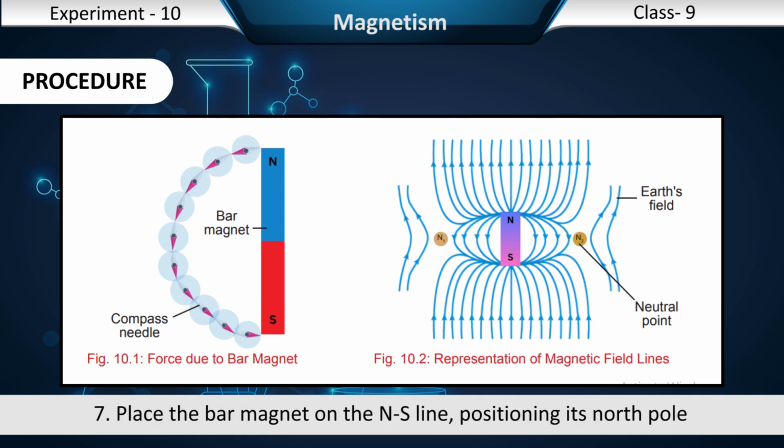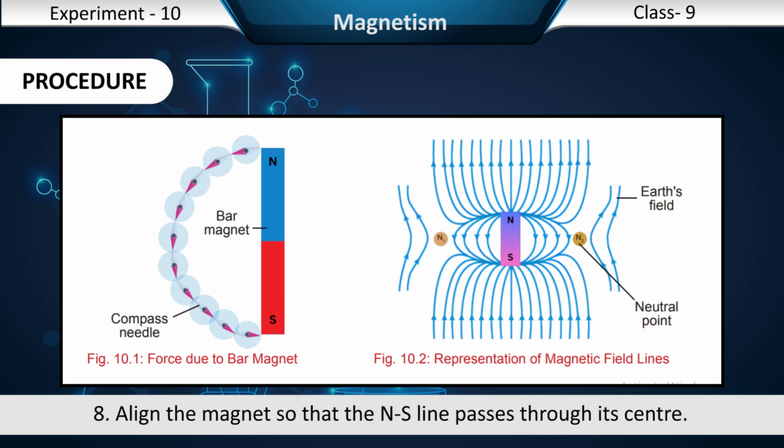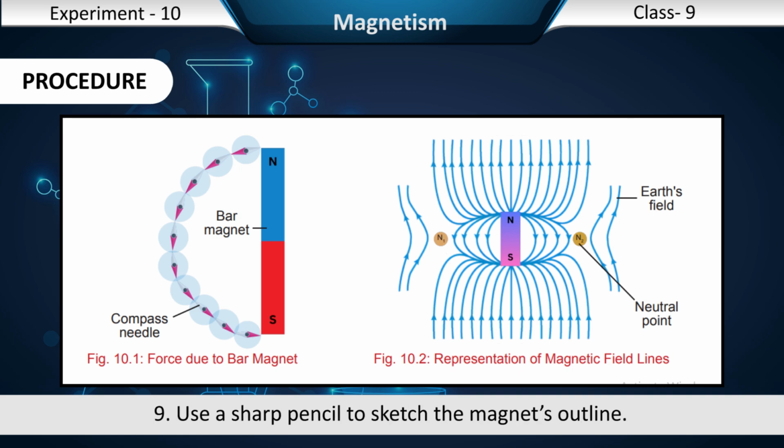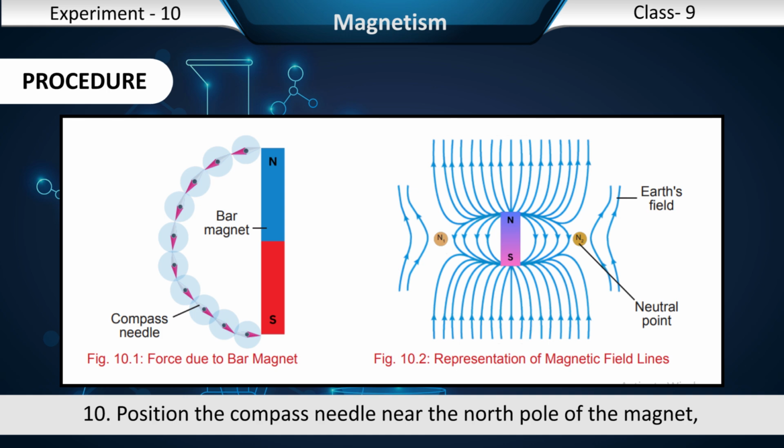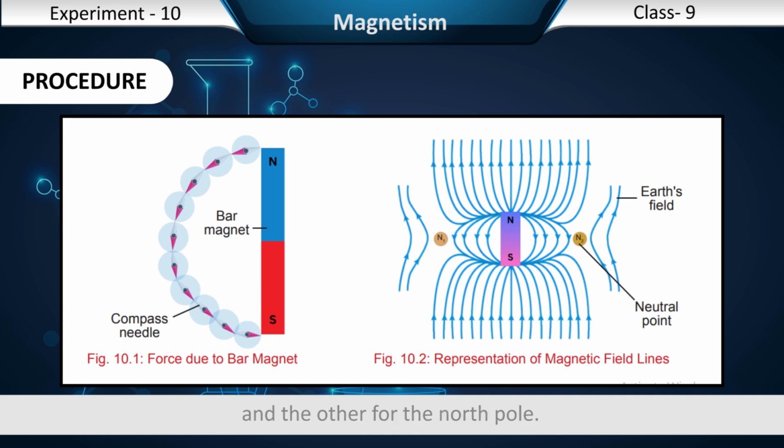7. Place the bar magnet on the NS line, positioning its north pole toward geographic north and its south pole toward geographic south. 8. Align the magnet so that the NS line passes through its center. 9. Use a sharp pencil to sketch the magnet's outline. 10. Position the compass needle near the north pole of the magnet, marking 2 points, one for the south pole of the compass needle and the other for the north pole.